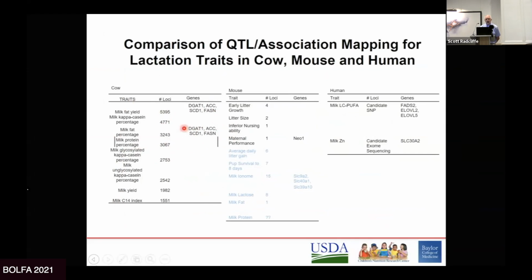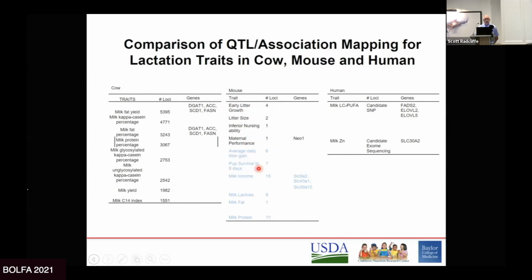essentially tens of thousands of loci in the cow, and there's been a few clear genes that have been identified. But then also, if you compare that to the mouse, once we got started, there really were a relatively low number of loci, and we've added a few to that. With respect to the human, it's still a pretty bleak situation.